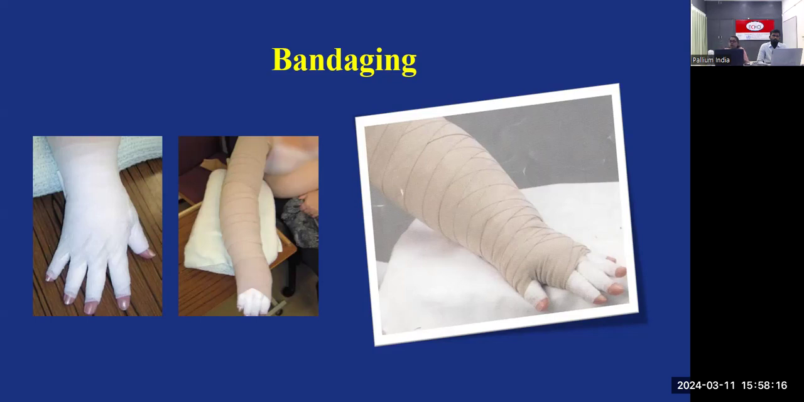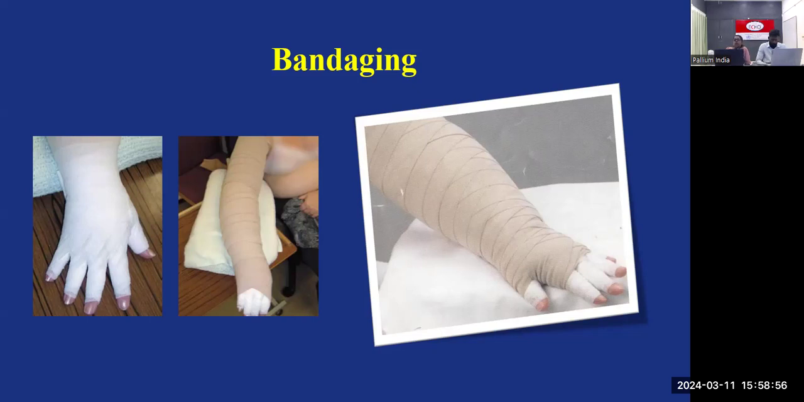So we need to train them. Initially you can train with spiral bandaging, that is 50% overlap. After 1 week, you have to train the caregivers also, because when they go home, they have to do it on their own. In front of you, ask them to apply spiral bandages, so that when they go back, they can help the patient.